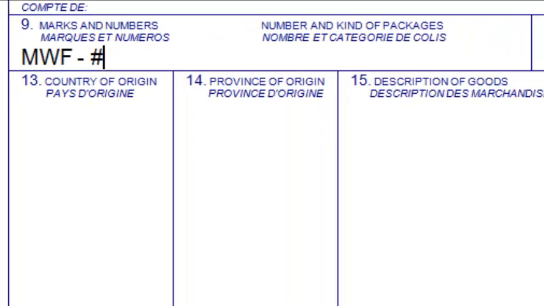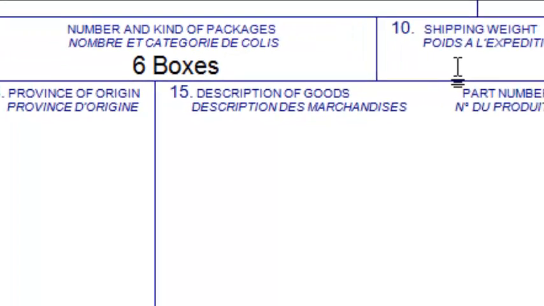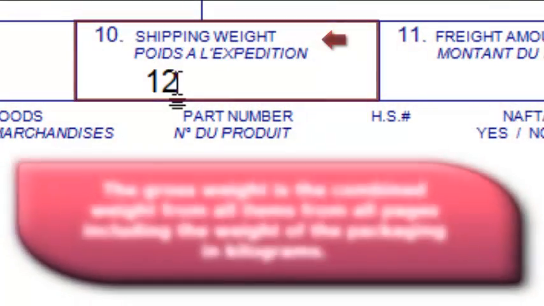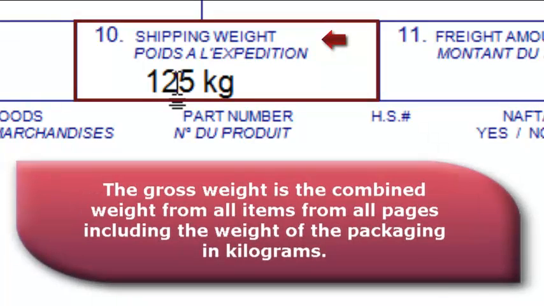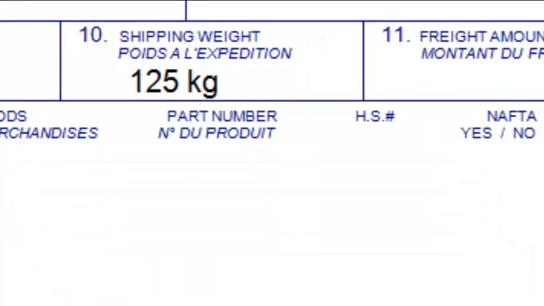Field 9 is used to record the identifying marks and numbers used to identify the specific shipment. Also indicate the number and kind of packages, whether cases, cartons, bundles, pieces, or individual packages, etc. Box 10 is the shipping weight. This is the gross weight, which is the combined weight of all items and includes the weight of the packaging, to be stated in kilograms.